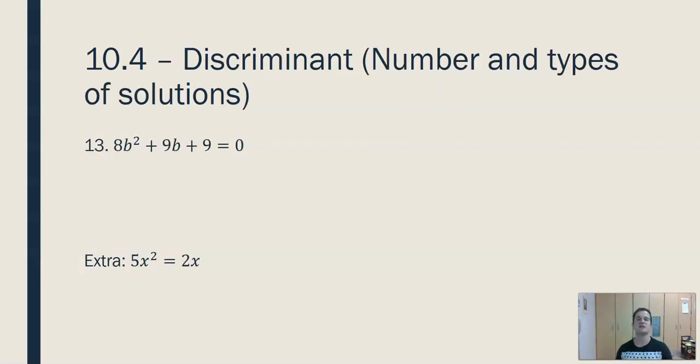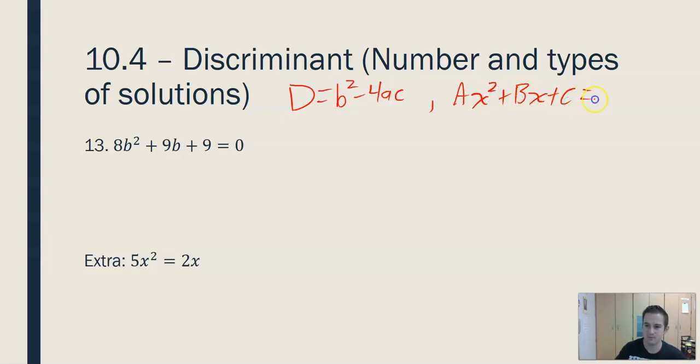Okay, next we talked about the discriminant. The discriminant was this thing right here, b squared minus 4ac, when you have a quadratic expression in standard form, ax squared plus bx plus c. And we talked about how if the discriminant is positive, I have 2 real solutions. If the discriminant is 0, I have 1 real solution repeated twice. And if my discriminant is negative, I have 2 complex solutions.